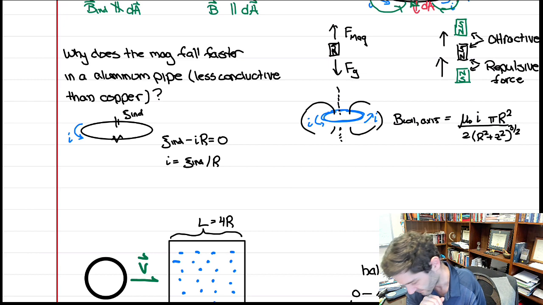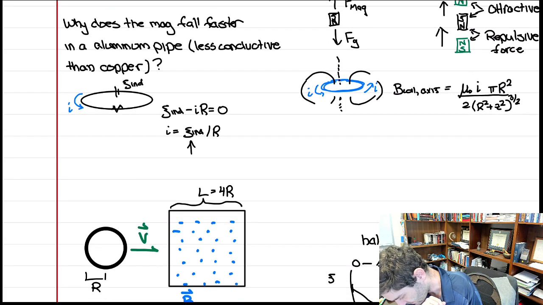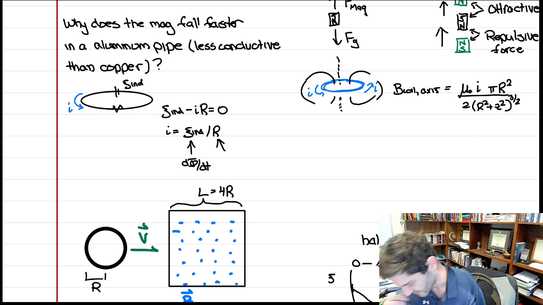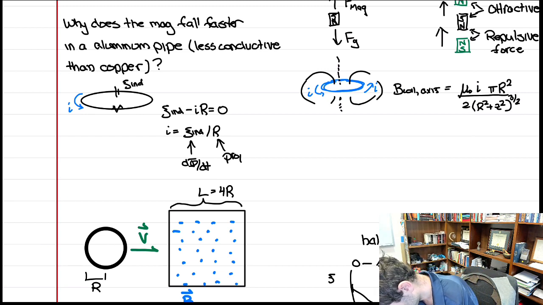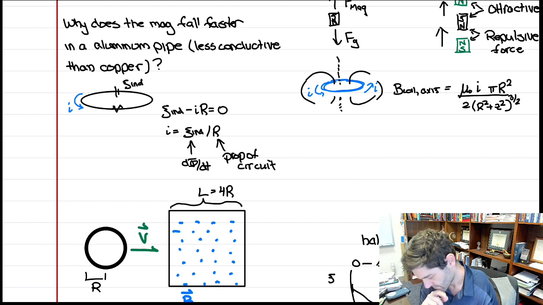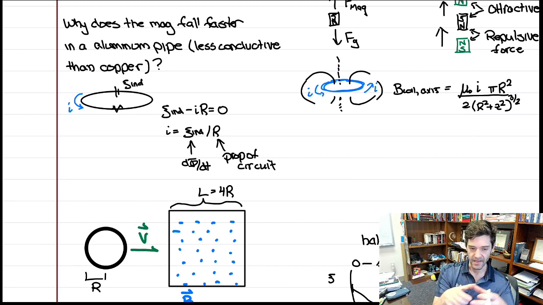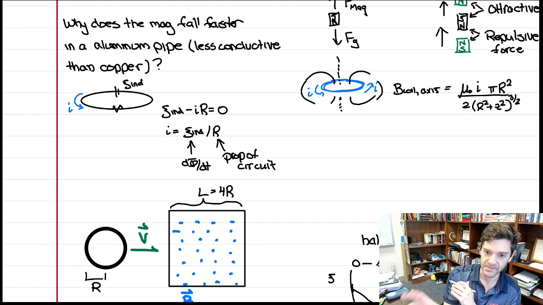That's determined by Faraday, or the change in flux. And then there's the resistance of the ring, which is a property of the circuit. So, if you have identical tubes, but one's copper and one's aluminum, the aluminum's not as good of a conductor. Think of it as having a much higher resistance.